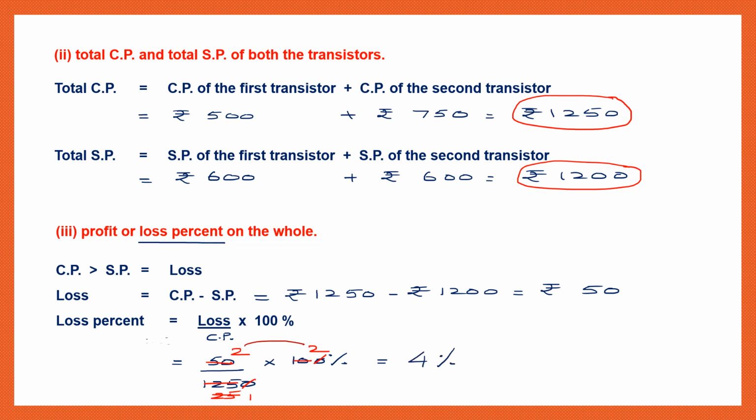So what have we found? We have found the loss percent and that is 4%. So we have found a third answer also. The loss percent is 4%.